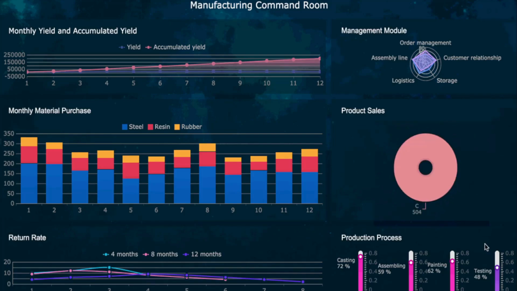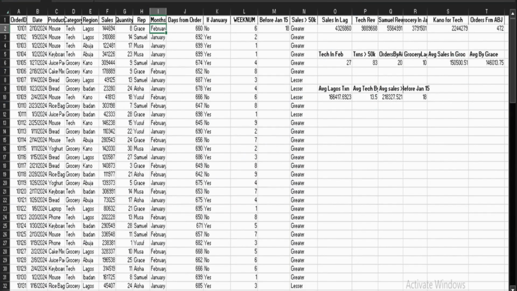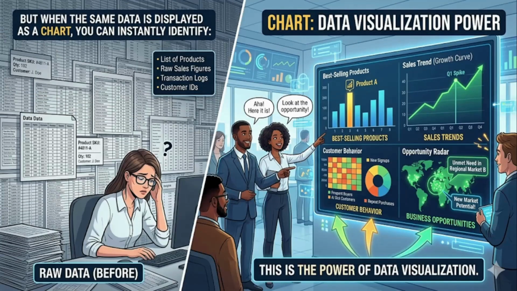Imagine seeing thousands of rows of sales data. It looks very confusing. But when the same data is displayed as a chart, you can instantly identify the best-selling product, sales trend, customer behavior, and business opportunities. This is the power of data visualization.